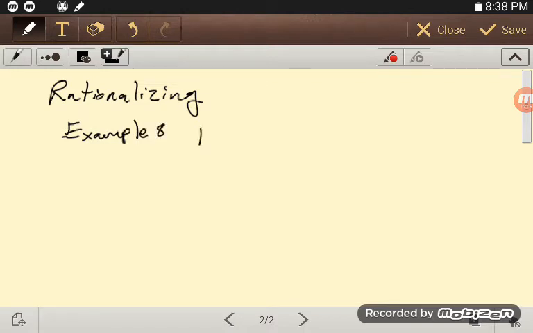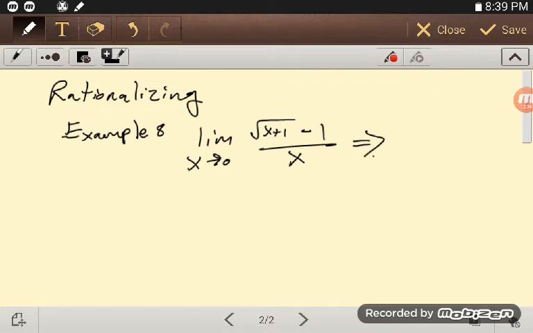And they're saying, what's the limit as x goes to 0 of (the square root of x plus 1, minus 1) over x? Well, notice the problem here is if I do direct substitution, notice the arrow again, not an equal sign. If I do direct substitution, DS, then I get the square root of 1 minus 1 over 0, which is 0 over 0. That's a problem.